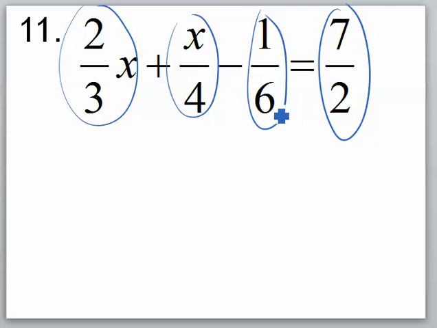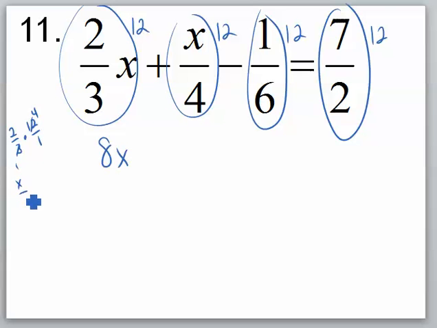The way I come up with my least common denominators is I look at my biggest number and start finding multiples of it. So the least common denominator is 12 because each of these numbers would give me 12 if I multiply by something. So I'm going to put times 12 on each one of these. So off to the side here, I'll do 2/3 times 12 over 1, cross reduce, and I end up getting 2 times 4 is 8x. Off to the side, I'll put x over 4 times 12 over 1, cross reduce, and I get 3x.